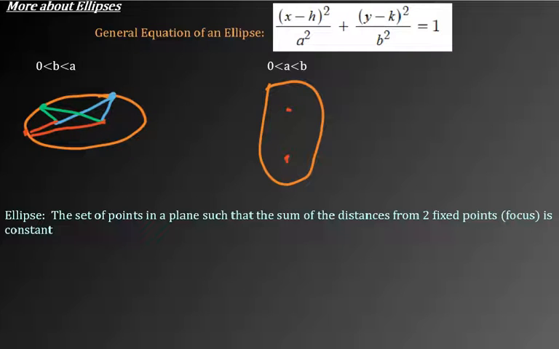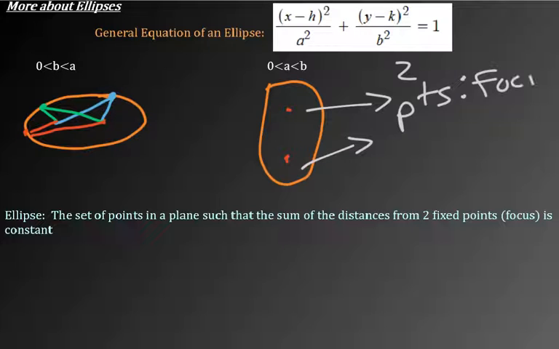So those two points there are called the foci. Some people say foci, but I've always said foci. But they're basically the two points that we're using to measure these distances that I'm talking about, okay?